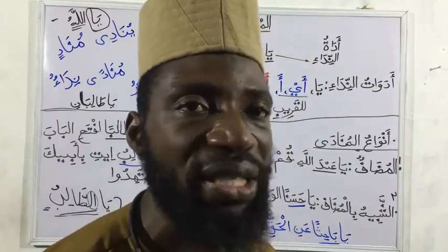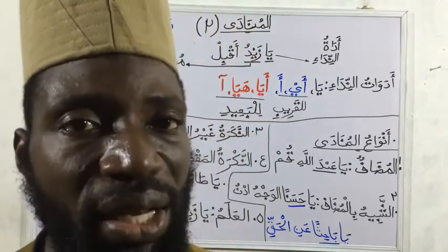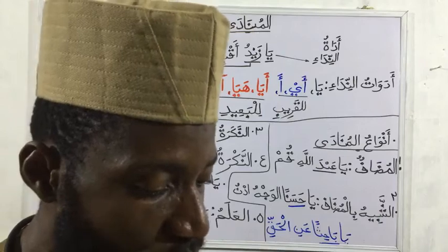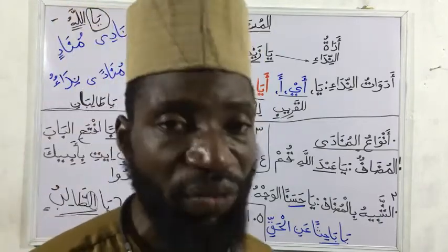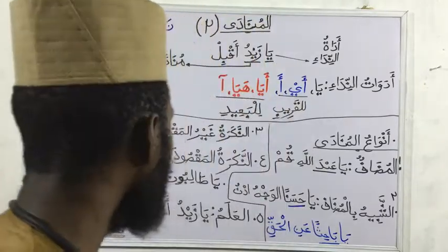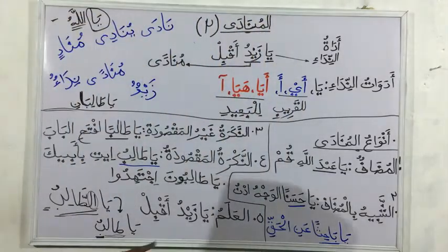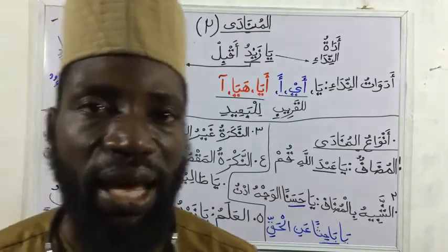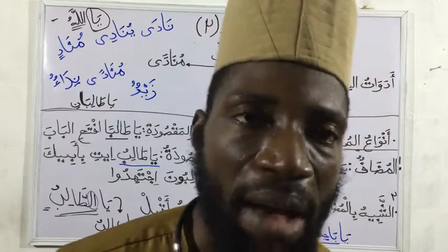Or if what you are calling is an alam that is single, an alam that is a single word. Do you get now? والمراد بالمفرد هنا ما ليس مضافا ولا شبيها بالمضاف. So the alam mufrad they mean is a single word like Zaid, like Ahmad, like Muhammad. So ya Muhammadu, ya Ahmadu, ya Zaidu.